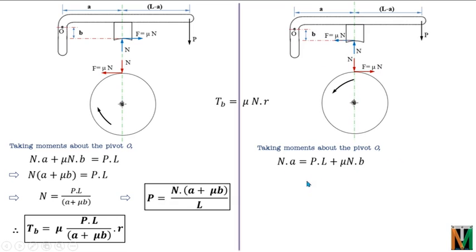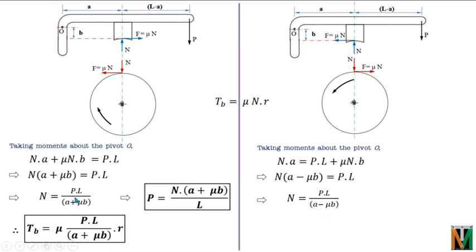From here again we will try to find out the value of N as done previously. So N will be equal to, mu NB will be taken on the left side. So N into A minus mu B will be equal to PL. So N will be equal to PL upon A minus mu B. So what is the difference? This difference is just the sign of the friction force. So this frictional force is just changing the sign.